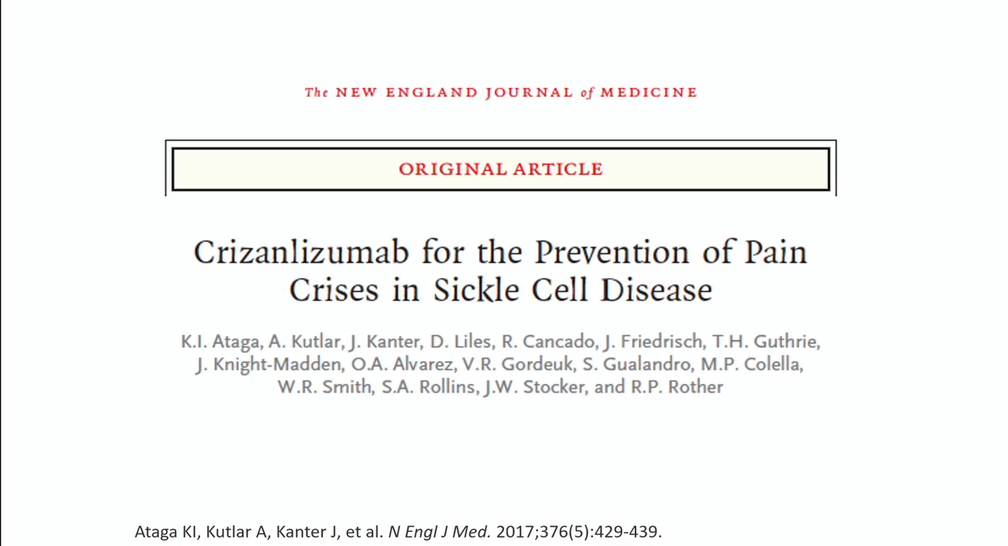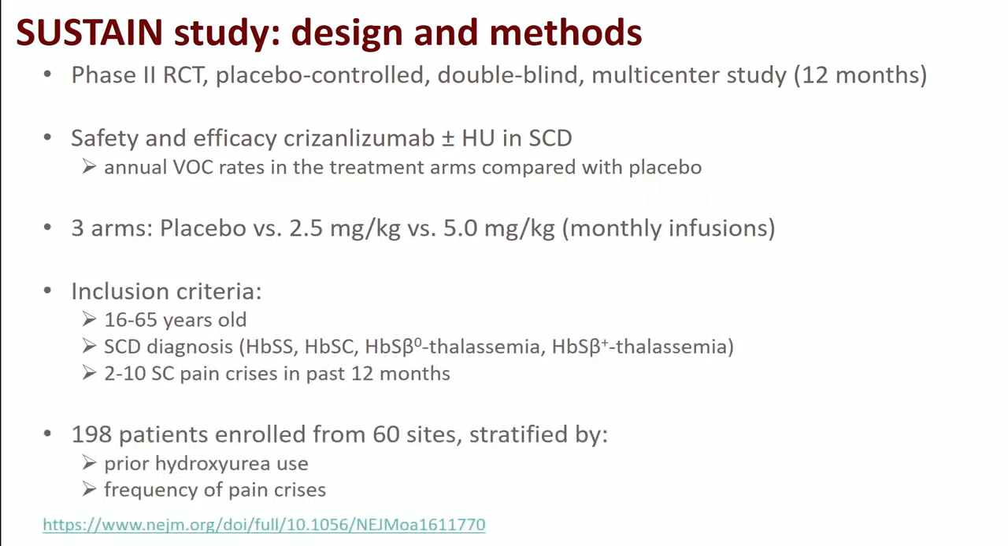And so the SUSTAIN study, I think we've lost light, but the SUSTAIN study looked at crizanlizumab for the prevention of pain crises in sickle cell. So it was a phase 2 RCT, placebo-controlled, double-blind. They were looking at the safety and efficacy of crizanlizumab plus or minus hydroxyurea. They had three arms, so a low-dose, high-dose, and placebo arm.